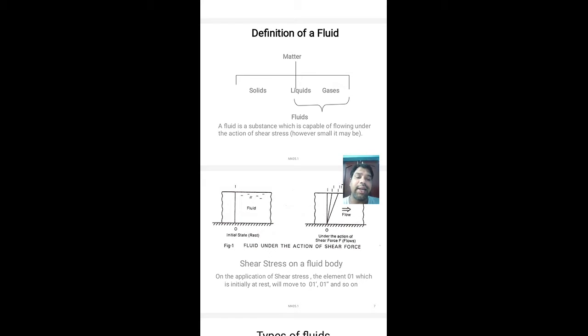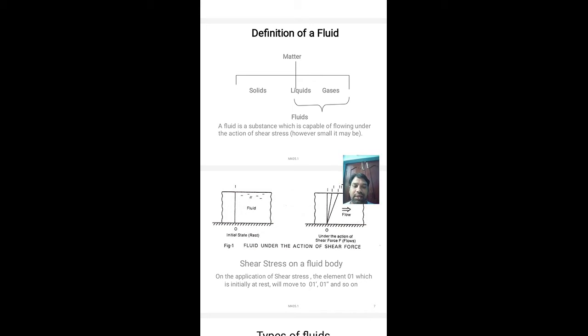How is it categorized? Generally, we know a solid has a definite shape and a fixed volume. Solid has a definite shape and consists of a fixed volume under the given conditions, right? So a solid has a fixed volume and a fixed shape under the given conditions.